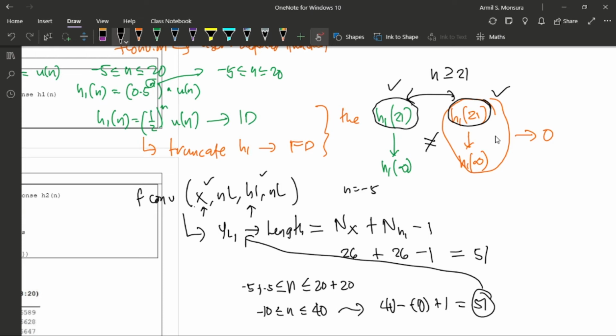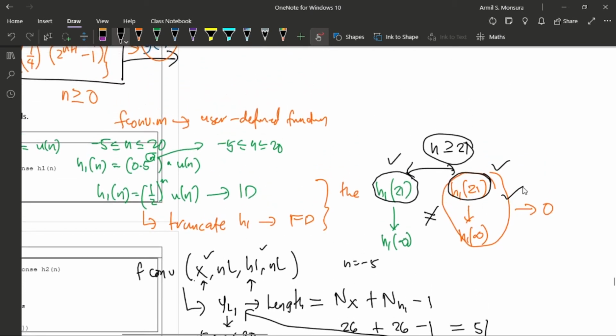Therefore, we will limit the interval in which your yl1 would be defined to 20 as the upper limit, because when n is greater than or equal to 21, the value of the convolution sum is different. In the same manner, the lower limit of our yl1 must be negative 5, again because of the truncation process we used so that we can input this into MATLAB.